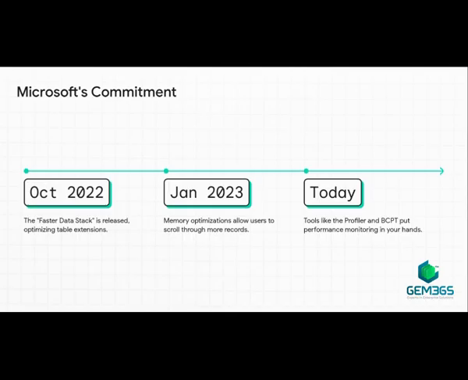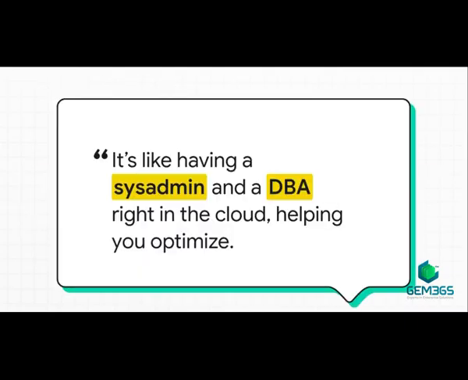And the great thing is, you're not going at this alone. Microsoft is absolutely committed to performance. A little while back, they released something called the Faster Data Stack to speed up extensions. Then they rolled out memory optimization so you could scroll through massive lists of records. The tools we've been talking about are just the latest step in that ongoing mission. A great way to think about it is this. It's like having your own personal system administrator and database admin living right inside the cloud, always there, helping you find ways to optimize and improve.